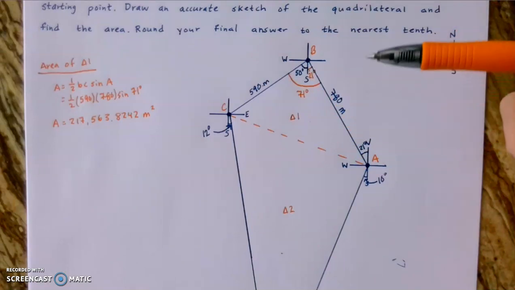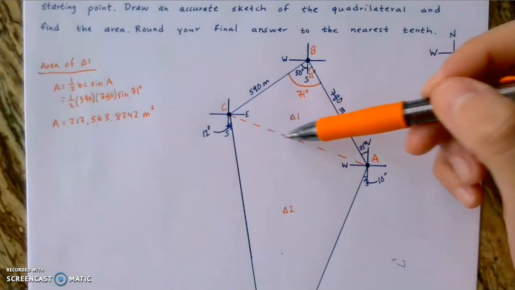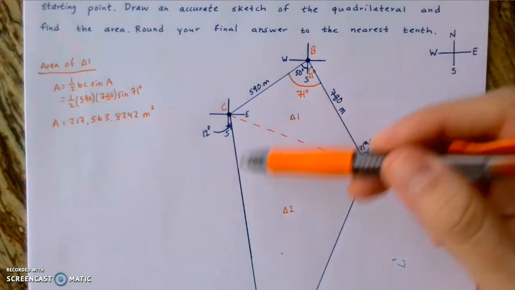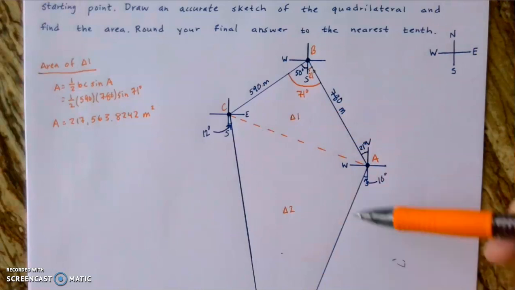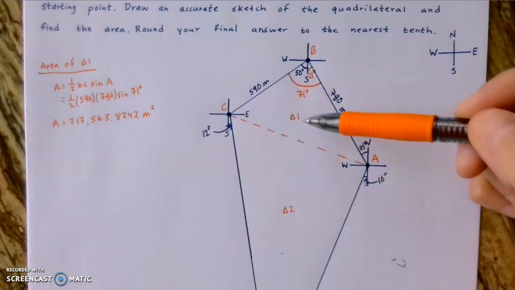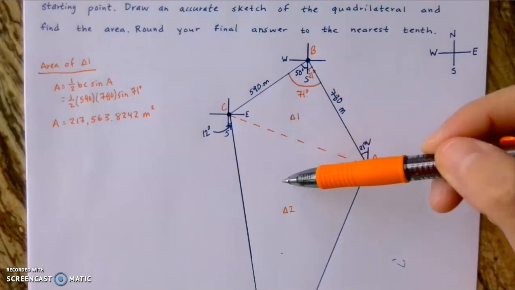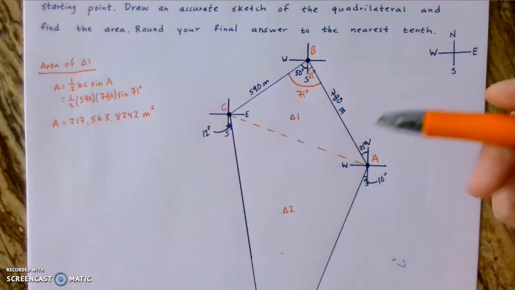Alright, so the next thing that I want to do is actually find this side length right here, because I have no information about sides for triangle 2. So this is a side that triangle 1 and 2 share. Whatever I find for triangle 1 here will obviously apply to triangle 2 because this side is the same.